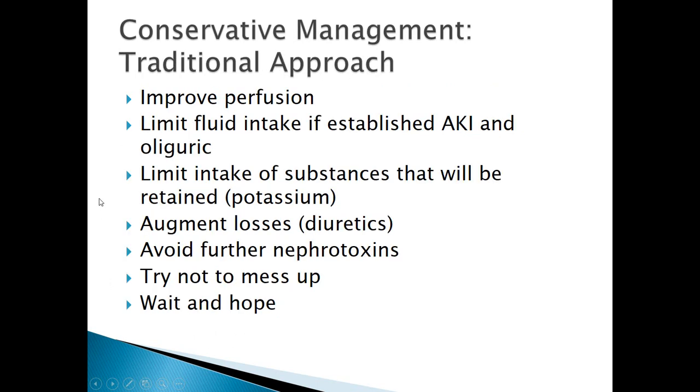So what we end up doing most of the time for these patients is trying to improve perfusion. Usually, if the patient is hypotensive or dehydrated, of course, we hydrate, giving fluids either orally or IV. If the patient is already fluid overloaded, then we limit the intake of fluids. We usually put them on some sort of restriction in their diet. If the patient is hyperkalemic, hyperphosphatemic, we want to restrict those substances in the diet. We use, again, some sort of loop diuretic to try to augment losses of potassium, for instance.